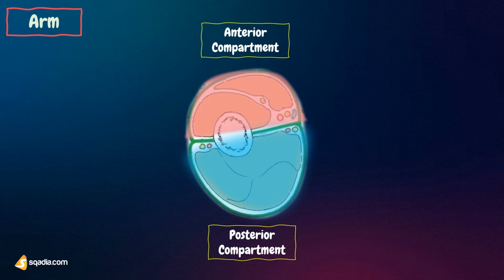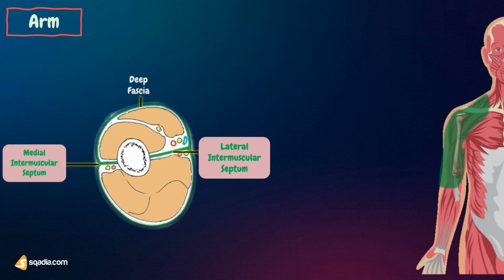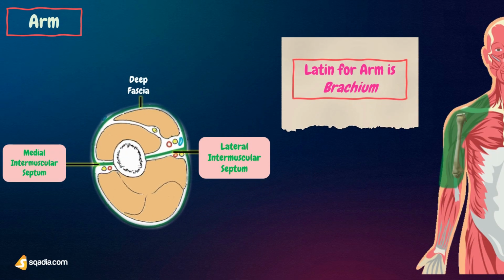An interesting fact to know here before we move ahead is that the Latin term for the arm is brachium. So most of the structures in this region are named accordingly, like brachialis, coracobrachialis, and brachial artery. In the upcoming section, we will talk about the anterior and posterior compartments of the arm, where we will talk about the muscles, nerves, and arterial supply of the arm.